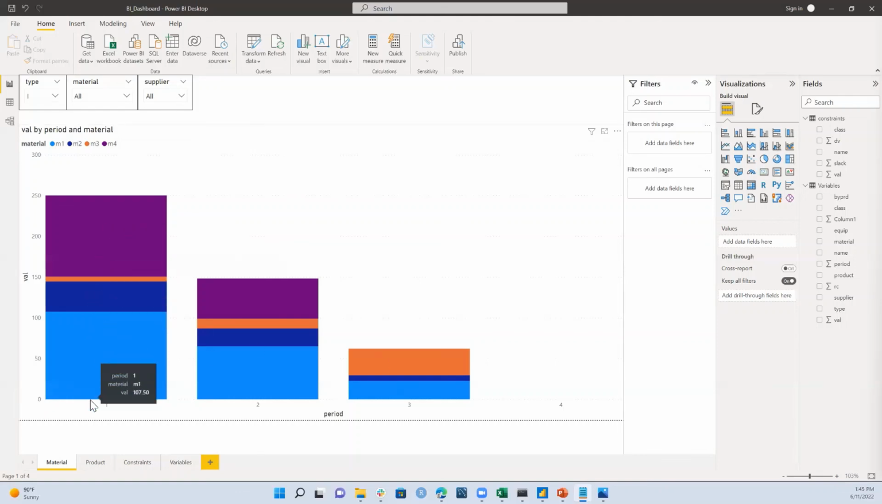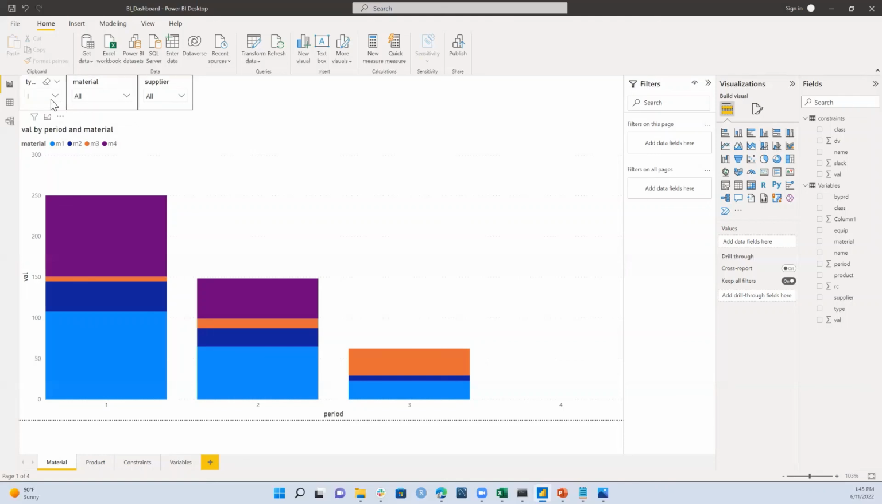I have a stacked bar chart here, first, second, third, and fourth period of the model. Up here, I've got three filters, which are just directly off of that data frame I created in Python and exported to Excel. This first filter is just the type of variable cost we're looking at, in this case, inventory currently. And then we can slice this graph by material type or supplier.